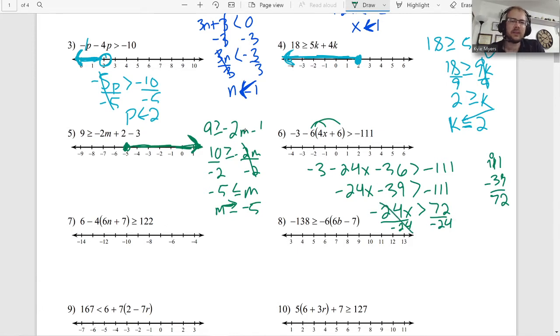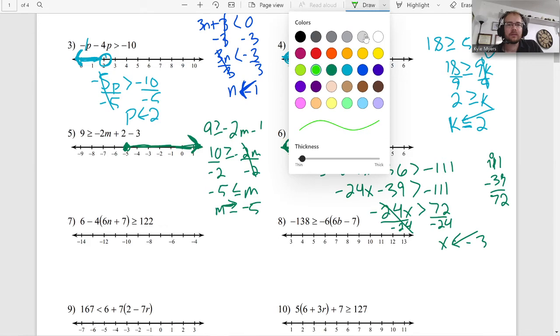And I think that goes in evenly 3 times. Yeah, it looks like it goes in 3 times. So x, and we had to divide by a negative, so don't forget to flip that sign, is less than negative 3. So here's 3. Oh, sorry, I don't want 3. I want negative 3. My bad. So we want negative 3, and we want to go to the left, because it points to the left.